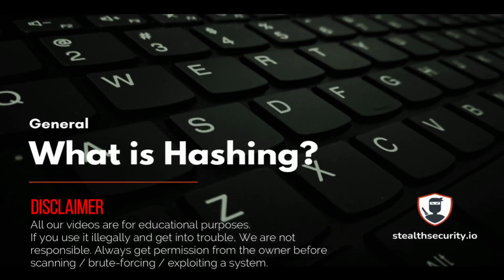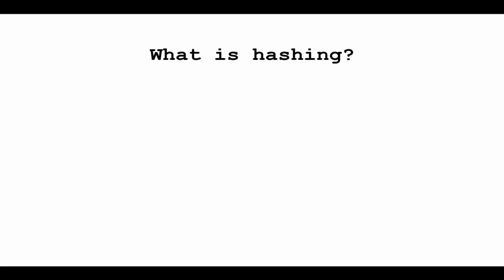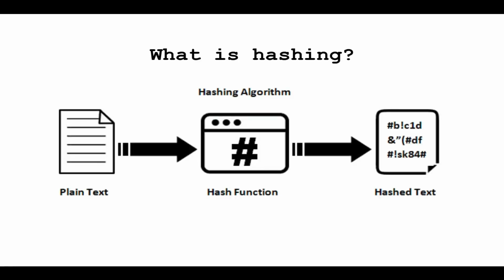In today's video, we will take a look at hashing and see how hashing works. Hashing is the process of taking an input or key and producing an output or hash value through the use of a mathematical function. This function is a one-way function. It means that it is easy to produce a hash value from the input, but it is impossible to recreate the input from the hash value.